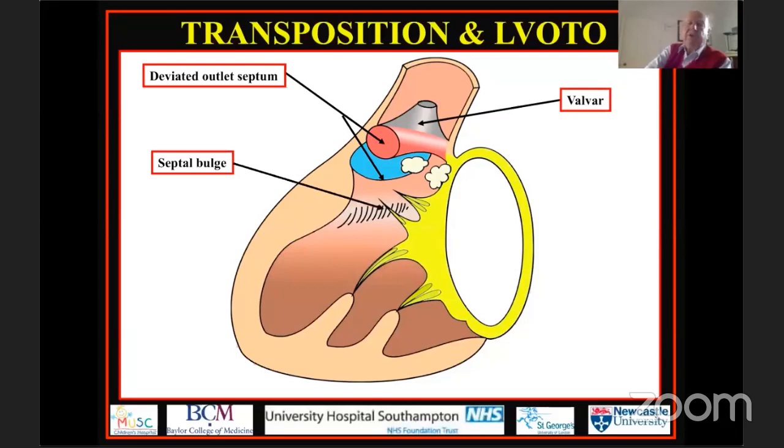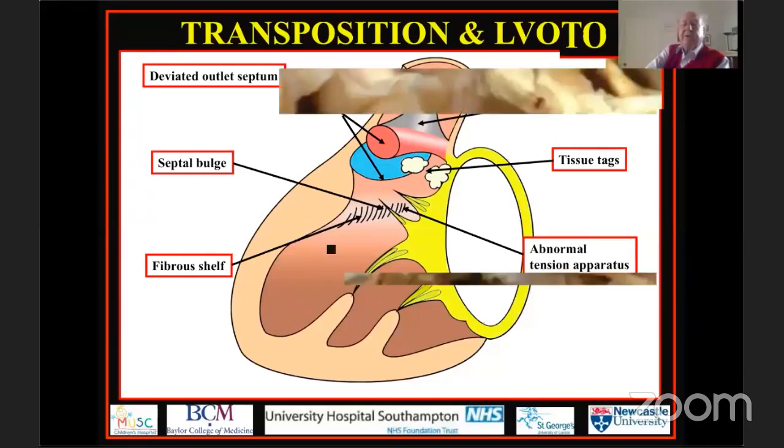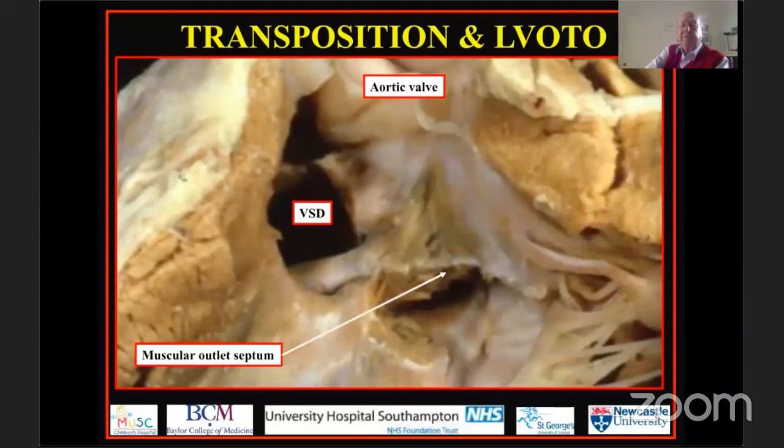We can also have bulging of the ventricular septum with or without a ventricular septal defect, made worse by a fibrous shelf. On occasion, we find tissue tags ballooning into the outflow tract, and rarely there can be anomalous attachment of the tension apparatus of the mitral valve. But here is the perhaps most important feature, posterocaudal deviation of the muscular outlet septum. Because in this setting now, the aortic valve is overriding the crest of the muscular septum. And there again, we have a malalignment ventricular septal defect. And it is the caudal deviation of the muscular outlet septum now that is producing subpulmonary obstruction.